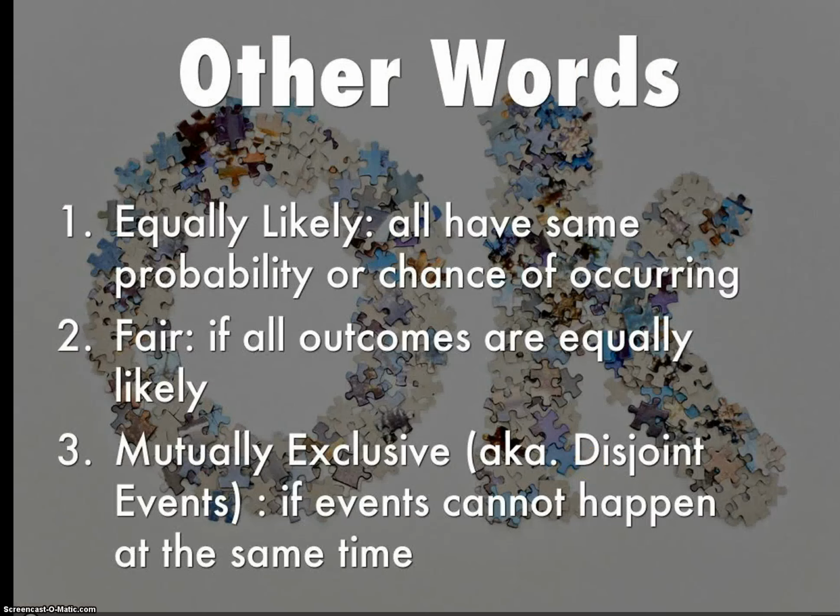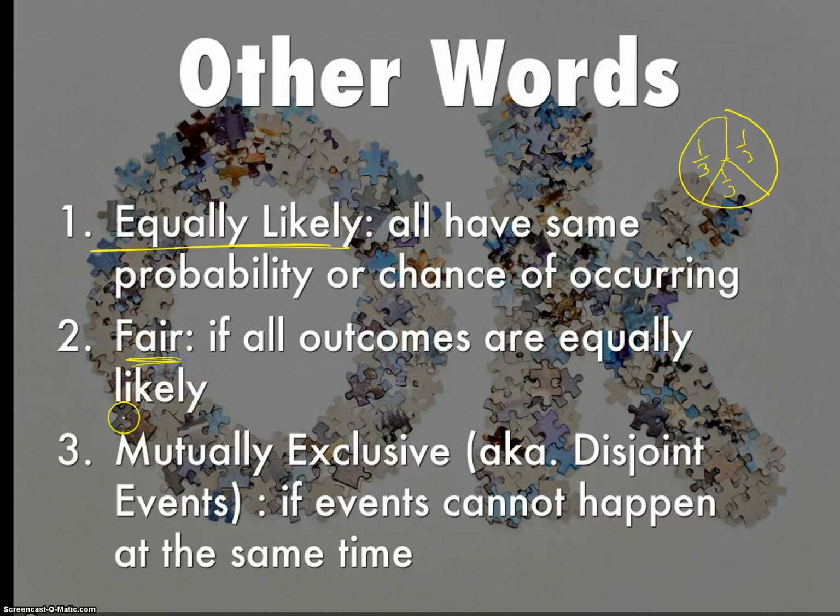Other words that you might want to know is equally likely. If you have a fair game or a fair event, then all probabilities are the same. So let's think of a spinner. If you divided it into 3 equal parts, each one would have a third of a chance of happening. So this would have a third, this would have a third, and this would have a third, or 33 1/3%. They're equally likely, or fair.